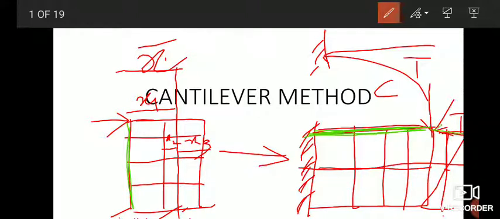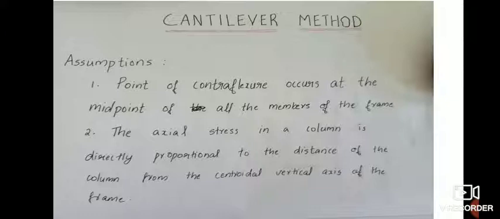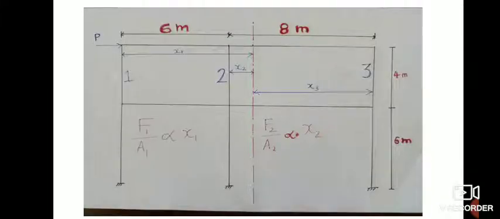So this bending stress is similar to the axial stress in the column, which is directly proportional to the distance from the centroidal axis. This is the second assumption: the axial stress in a column is directly proportional to the distance of the column from the centroidal vertical axis. I'll show that in a figure.